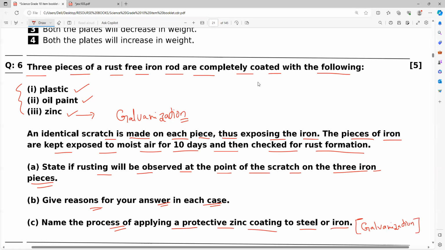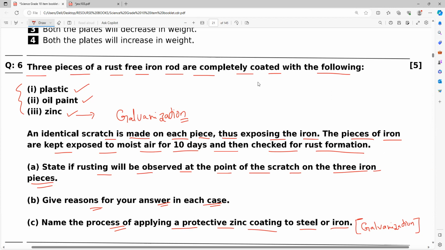Next. State if rusting will be observed at the point of the scratch on the three iron pieces. So are you observing the rusting at the three, or only one, or only two? Anybody?